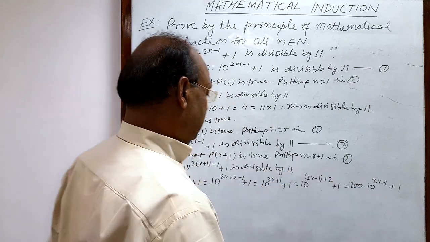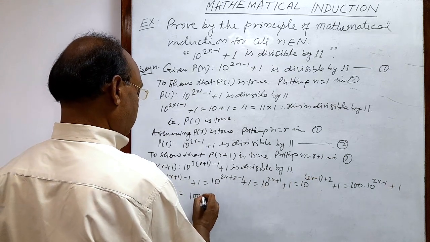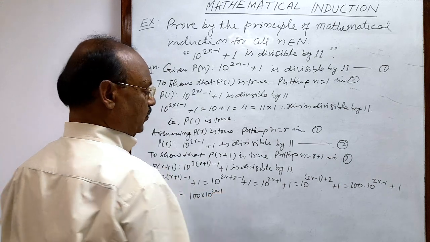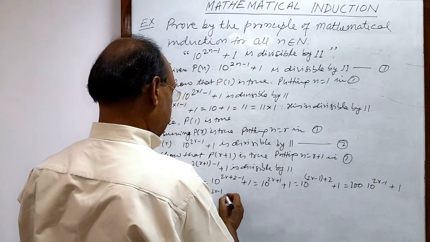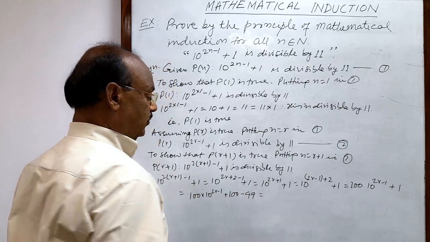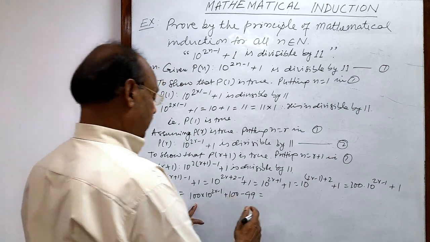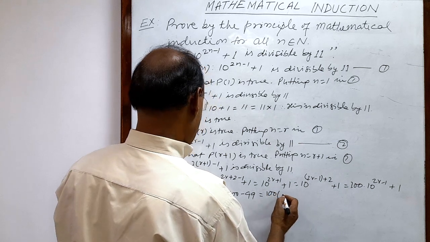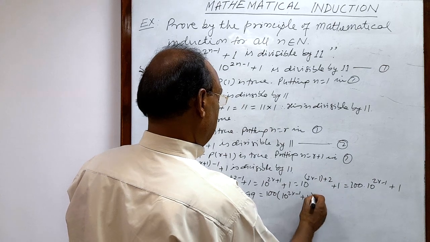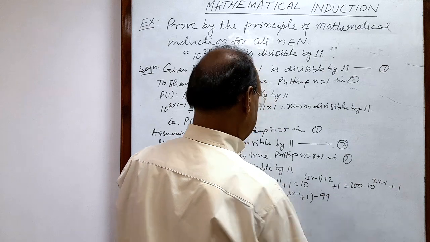And this can be written as 100 into 10 to the power 2R minus 1, and the plus 1 can be written as plus 100 minus 99. What is the benefit of writing in this form? So that we can take 100 common. So this is 100 into 10 to the power 2R minus 1 plus 1, with 100 common, and minus 99.